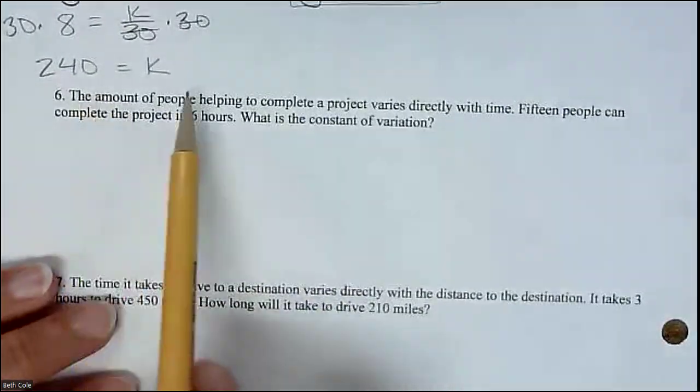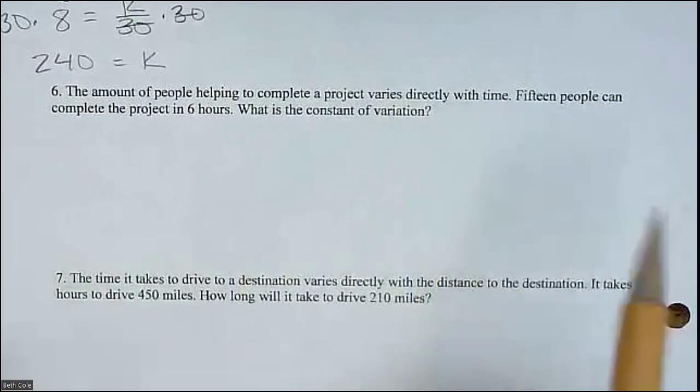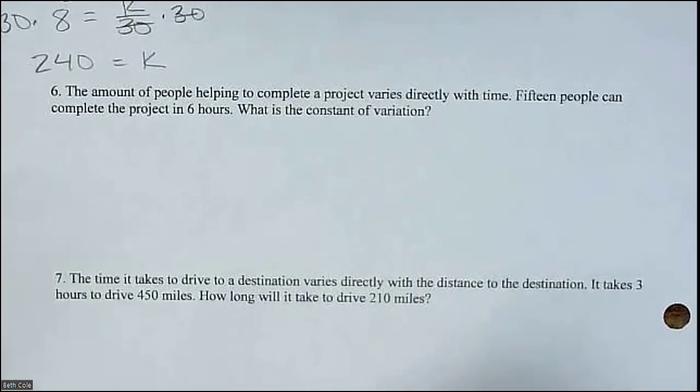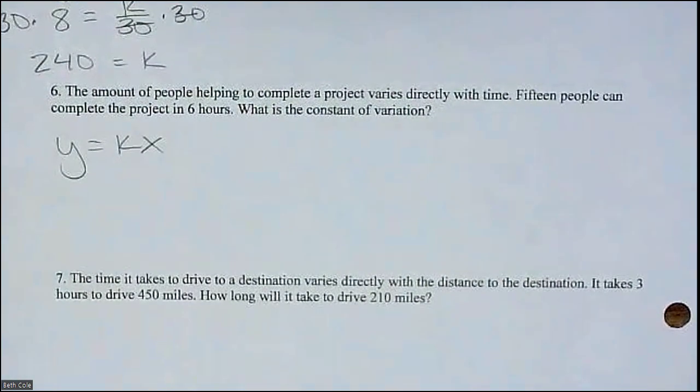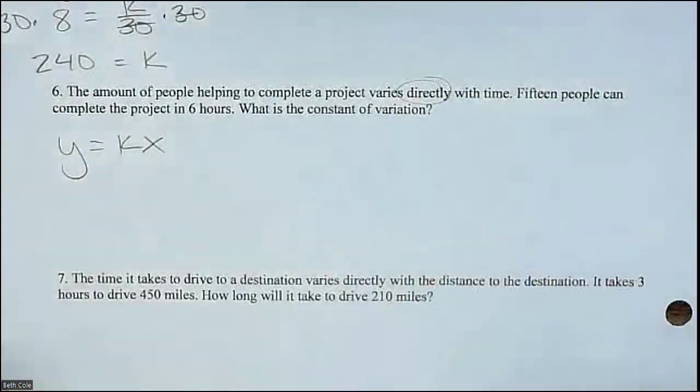All right, number 6, the amount of people helping complete a project varies directly with time. So we're going to put Y equals KX. It says directly. 15 people, you know, I should have made that inversely though. That doesn't make any sense for that to be directly. The more people helping, the less time it should take, right? Oh, well, just go with it. It said directly. I messed that up. It says directly, so we're just going to go with it.